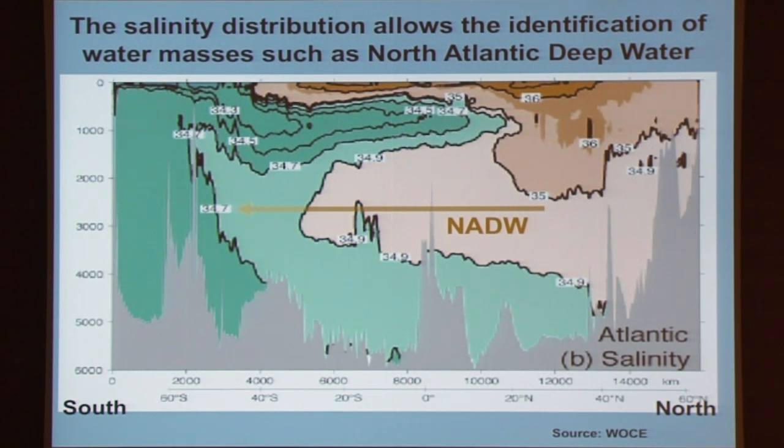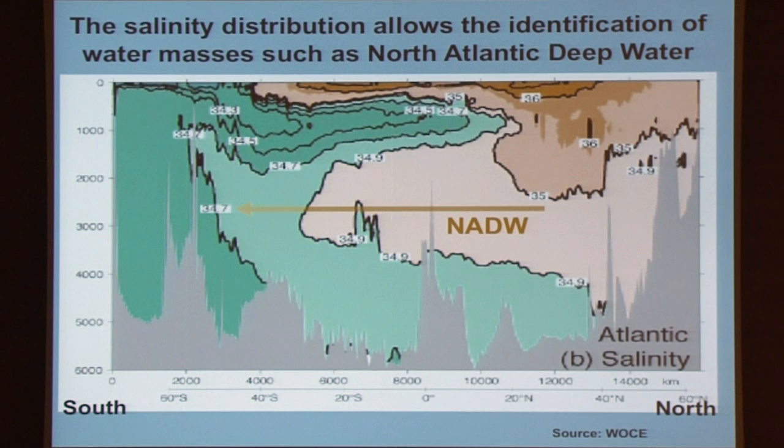So this is a cross-section showing, in fact, versus depth and latitude, the salinity, where we can see this high salinity tongue that is corresponding to the North Atlantic deep water. So this is a classical view, and we know that since the work of Wüst in the early 20th century.